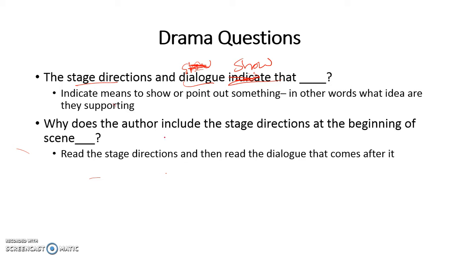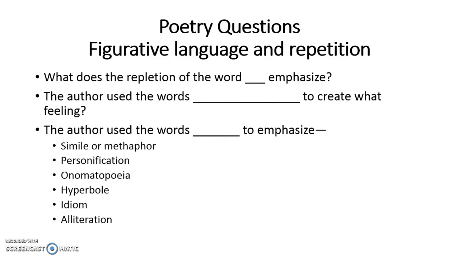Okay, another one would be, why does the author include the stage directions at the beginning of the scene? Why do they have them there? In order to answer that, you have to actually read those stage directions they're talking about, but then you need to read what comes after it so you can know how do these relate. Otherwise, you are not going to know why they included them. Again, this is the purpose. What is the purpose? This actually could be on our purpose list too. What is the purpose of the stage directions at that place? Not in general, but what is it doing right there in that spot?